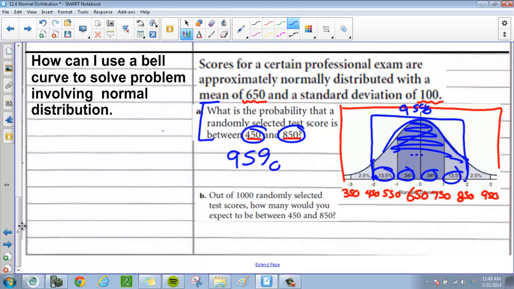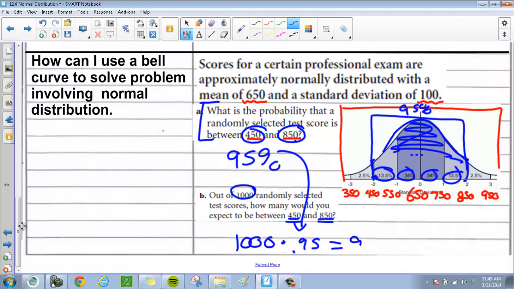Now, part B says, out of 1,000 randomly selected test scores, how many would you expect to be between 450 and 850? Well, in this situation, you just have to do a little multiplication. We have 1,000 test scores. We know there was a 95% chance that it's between these two values, because these are the same values as up here. So we just take this 1,000 and multiply it by the 95%. Make sure you change it to a decimal, so 0.95. So multiply by that, and what is it?